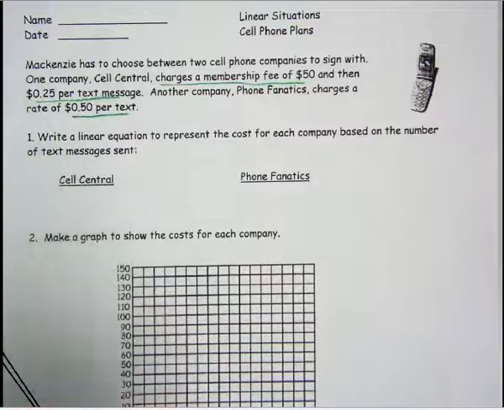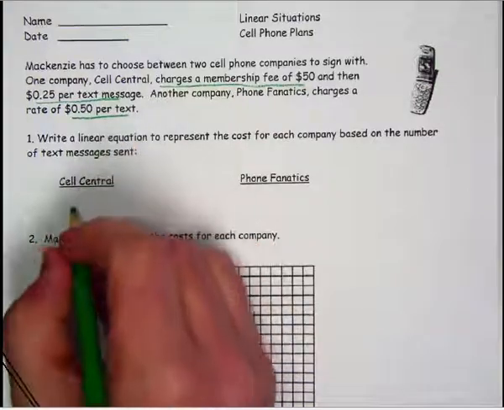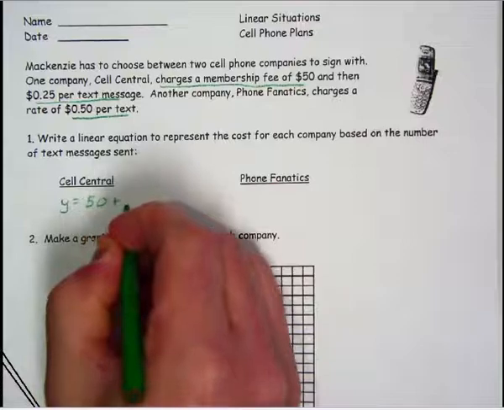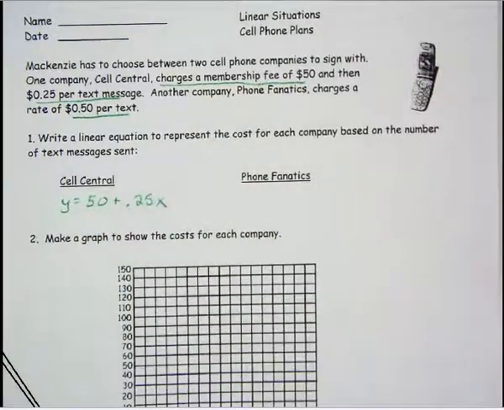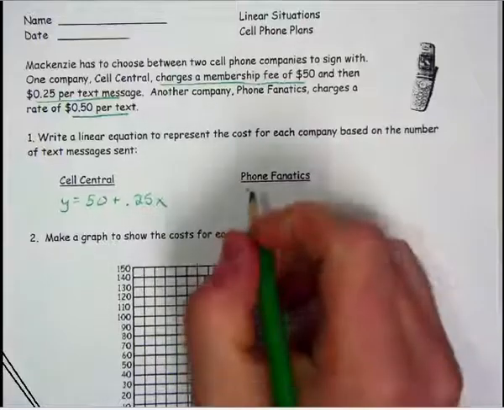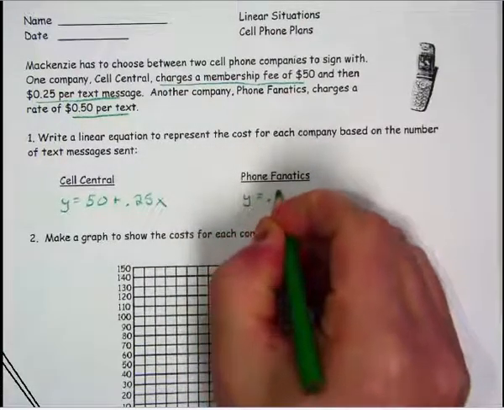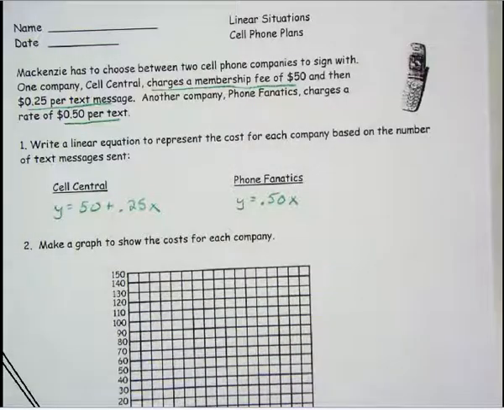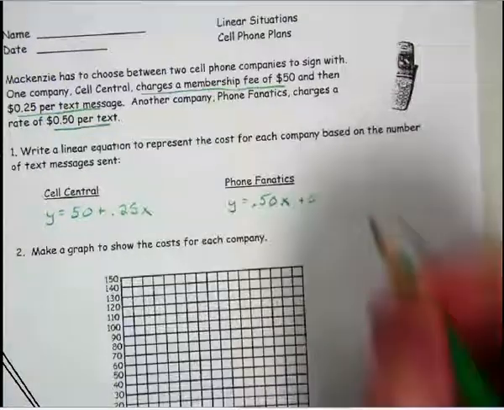But I have that Cell Central charges a membership fee of $50 and then 25 cents per text message. Phone Fanatics charges a rate of 50 cents per text message, but it doesn't appear that they charge a membership fee. So if you want to, you can put the +0, but you don't have to.